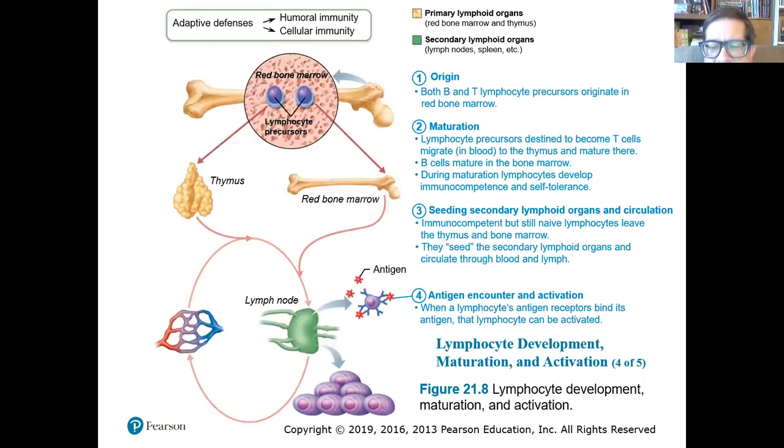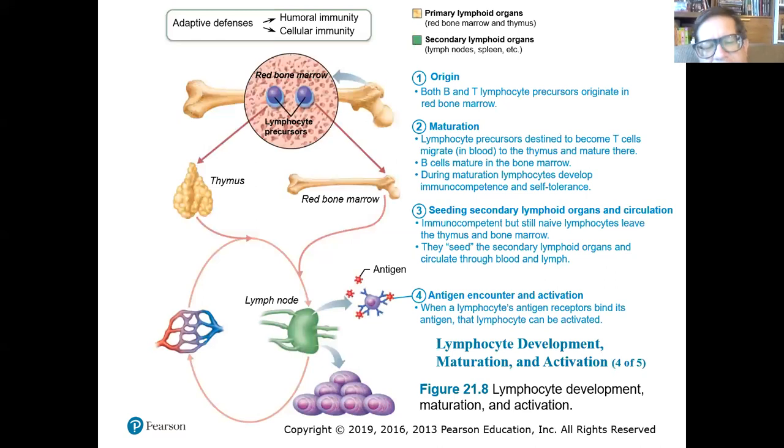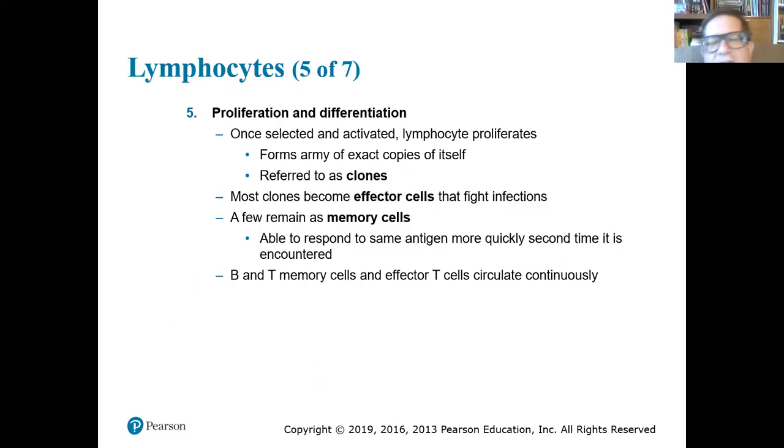All right. So antigen encounter and activation. When a lymphocyte's antigen receptors bind to its antigen, that lymphocyte can be activated. Great. Okay. And proliferation. That's what you see at the bottom here, where one cell will become many cells. Once it's selected and activated, the lymphocyte proliferates. It forms an army of copies of itself, of clones.